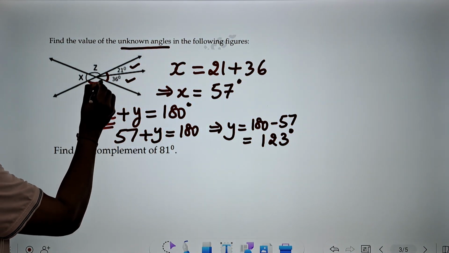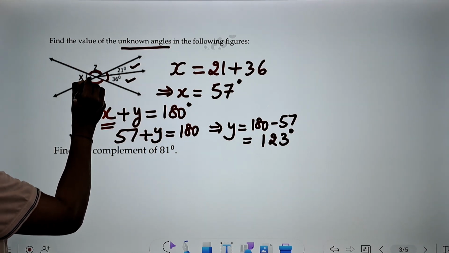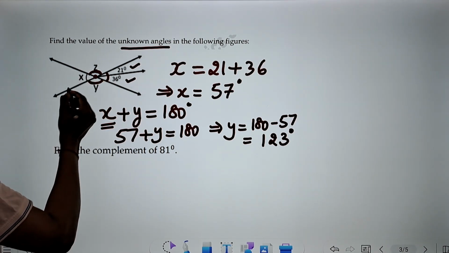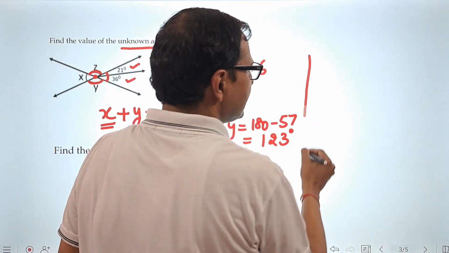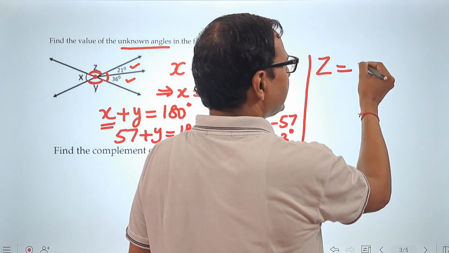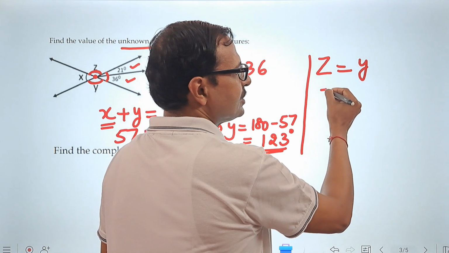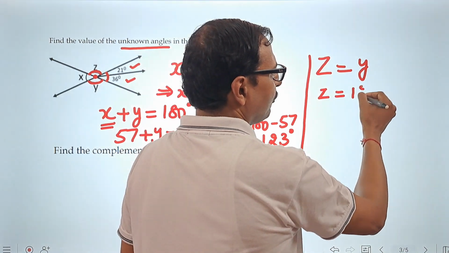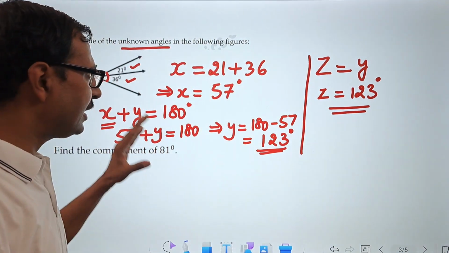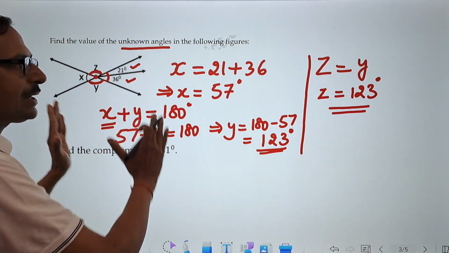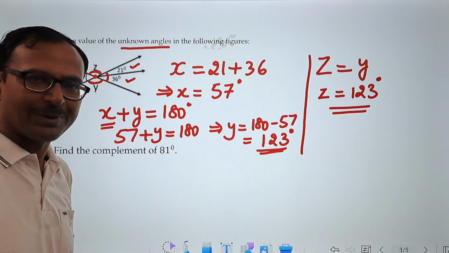Now observe angle y and angle z. Again they are vertically opposite because they lie on the opposite side of this vertex. So y and z are always going to be equal because z and y are vertically opposite angles, and y we already found as 123 degree. So z will be 123 degree as well. So the concept of linear pair, the concept of vertically opposite angles, these are the two concepts which are required to crack this question. Very simple, right?